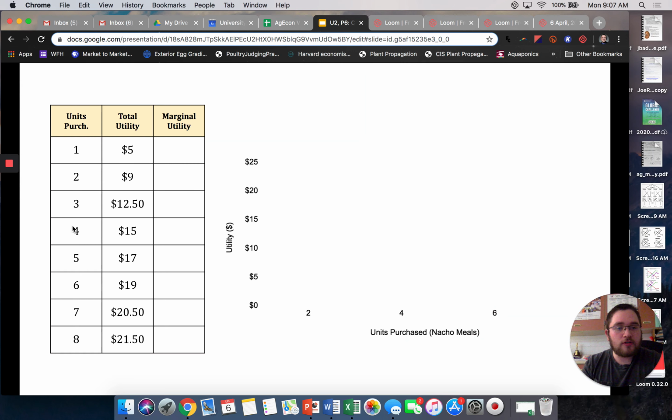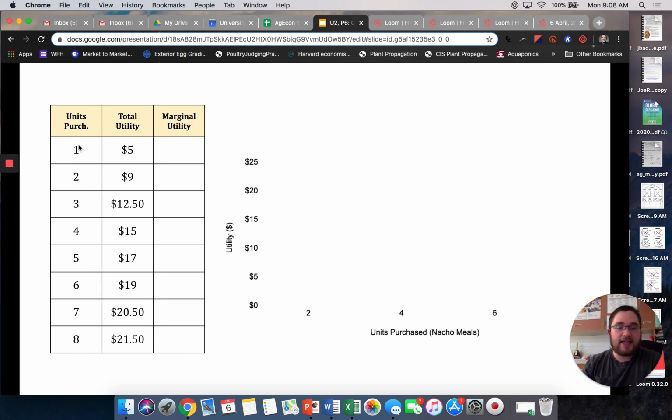All right. So now that we've had a chance to determine our marginal utility, create our graph, and figure out how many people to invite to our birthday bash, let's see how we did. So for our marginal utility, we take 9 minus 5 to get $4, and 2 minus 1 to get 1 unit change. So we take $4 over 1 unit purchased to get $4 for our marginal utility.